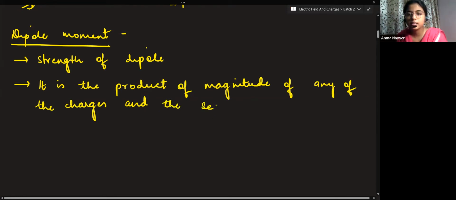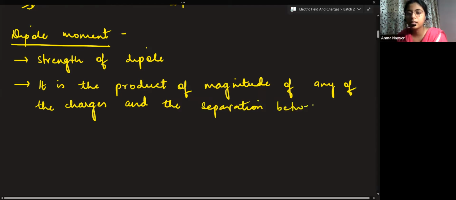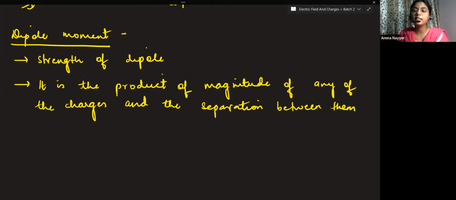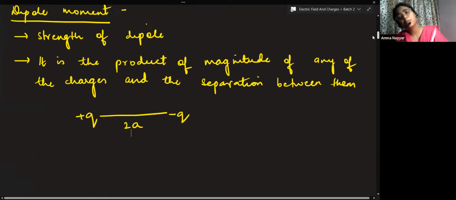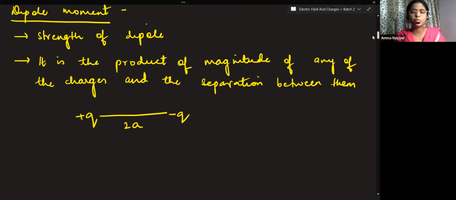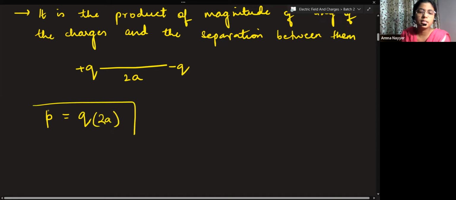The separation between them means what? If this is your charge plus Q, this is your charge minus Q, separation between them is 2A. 2A is taken, 2L is taken sometimes. In some books, 2R is taken, in some books, 2A is taken. So we are just using it in general form. Dipole moment is denoted through letter P. This will be equal to, any of the charge if I take, that is Q, and the separation between the charges is 2A. This is the formula for dipole moment.